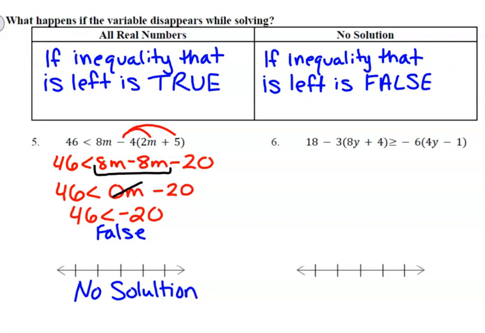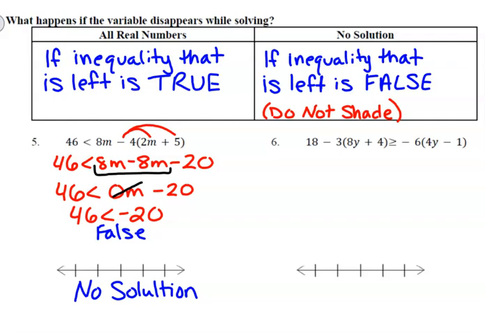So when it's no solution, I'm going to put a note up here that says do not shade, meaning don't put anything on your number line. There is no answer, so nothing goes on the number line.